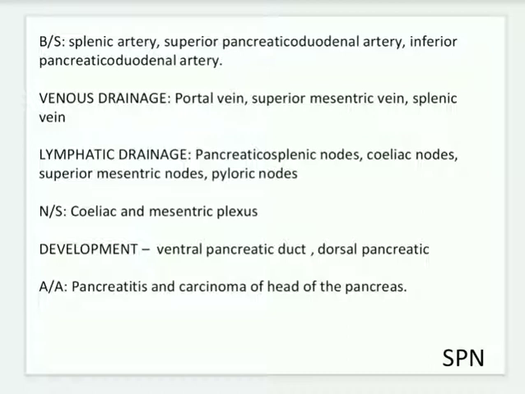And the development: it comes from two buds, the ventral and dorsal pancreatic buds. The ventral pancreatic bud arises in common with the hepatic diverticulum for the liver, and the dorsal pancreatic bud arises proximally from the duodenum. So these are the notes on the pancreas.